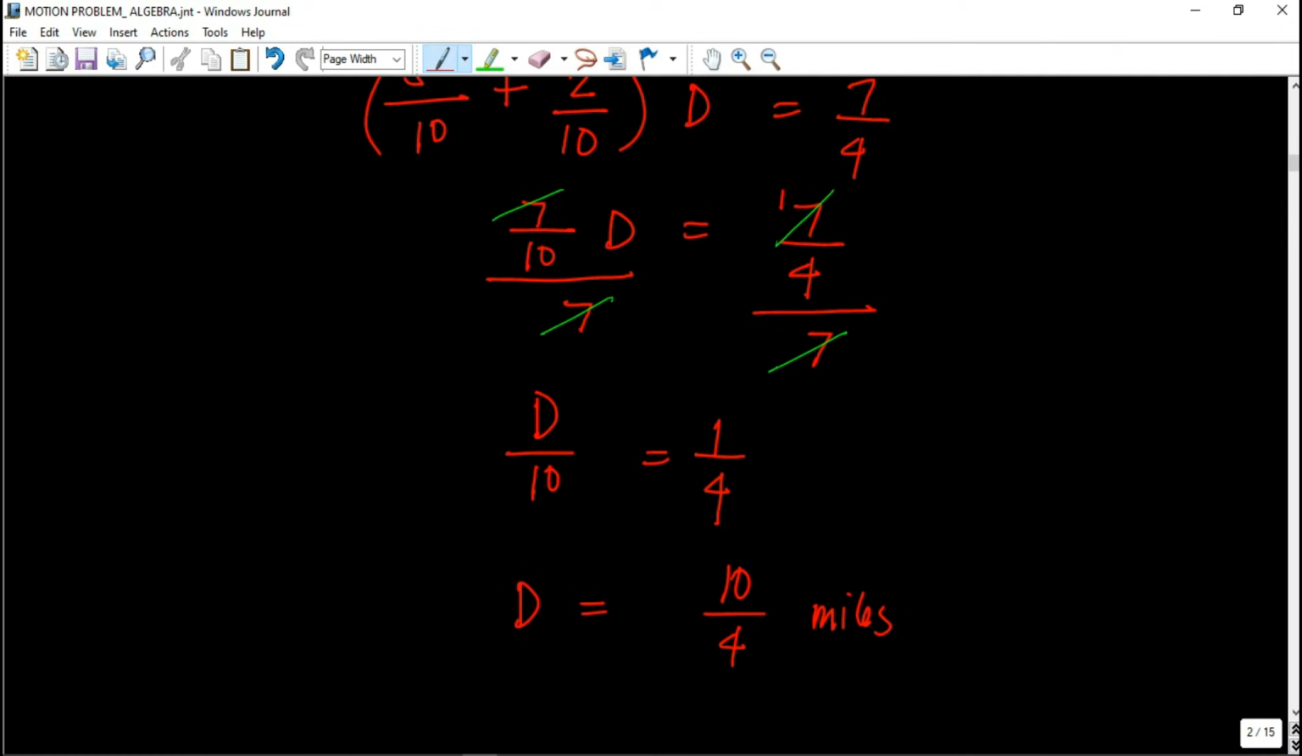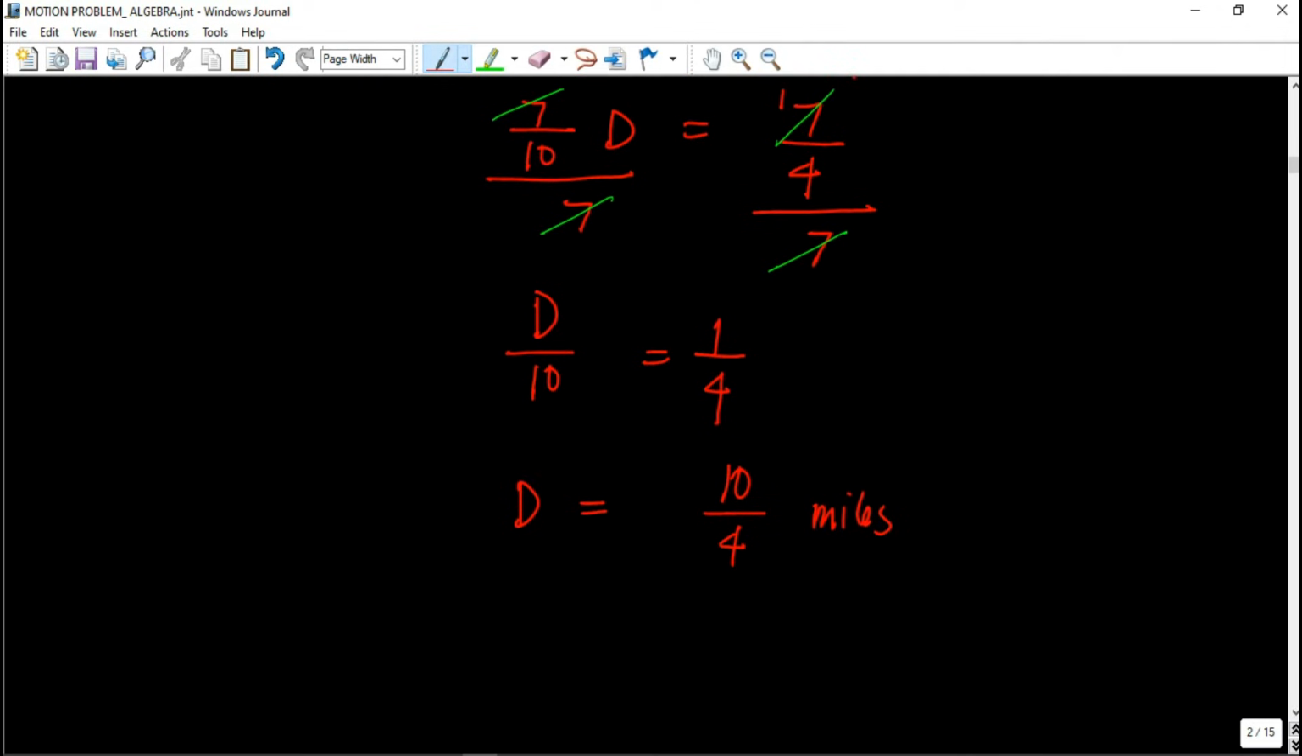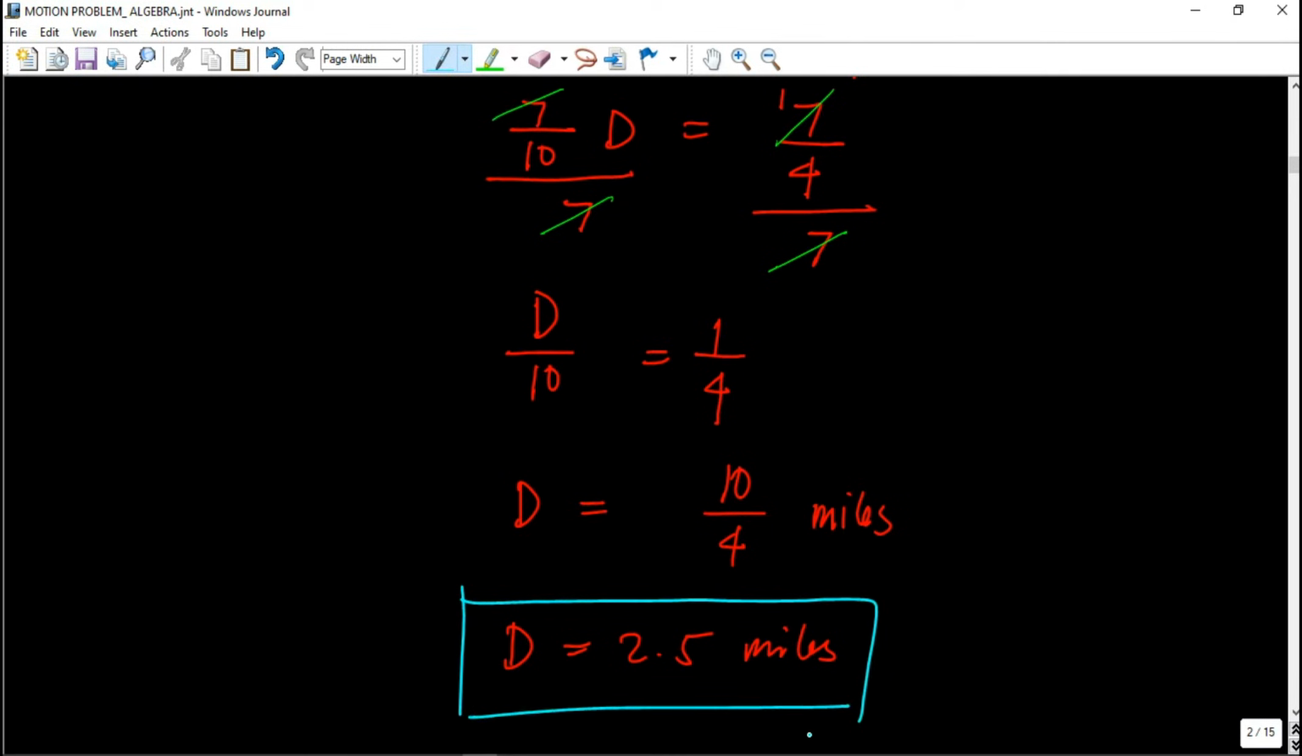Okay, pwede mo siya in terms of decimal. Okay, in decimal form, that is 2.5 miles. Okay, the distance is 2.5 miles. Okay, so this is the final answer for this problem.